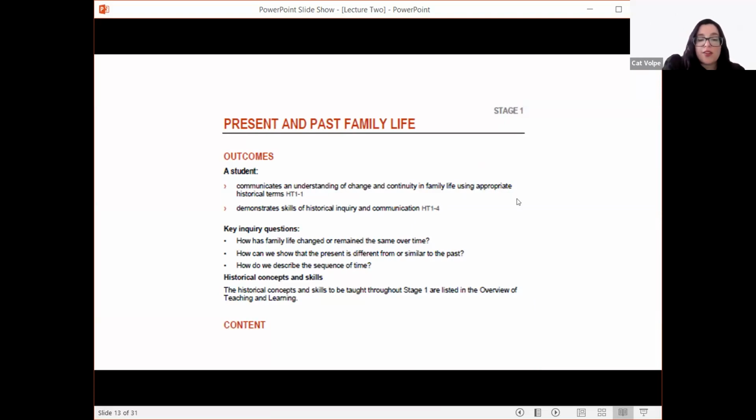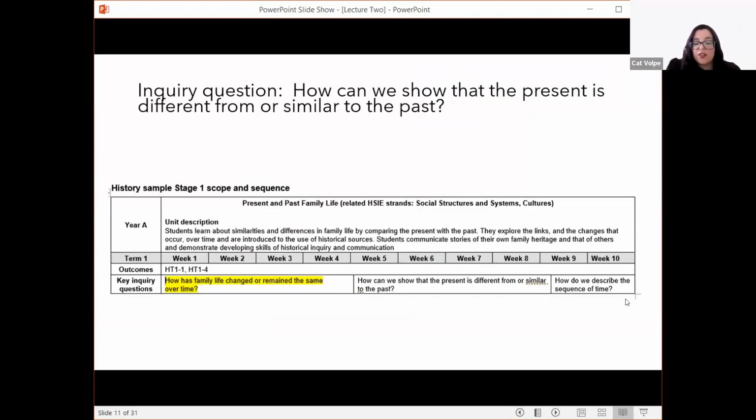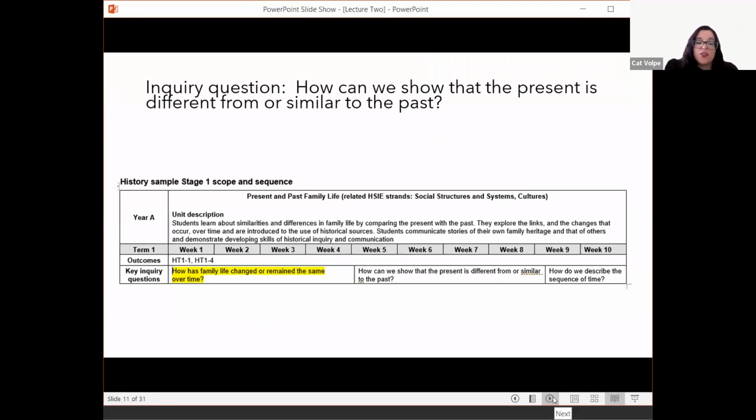So when you look through the syllabuses as we start dissecting the history syllabus, in particular for next week, you'll notice that these key inquiry questions are in each unit of work, okay? And they inform these sequences here in a unit of work. So you can see how much time is allocated for different questions.